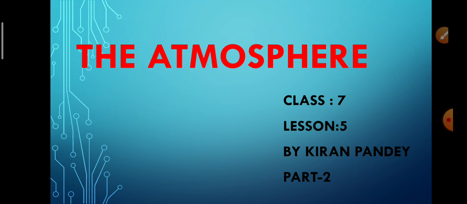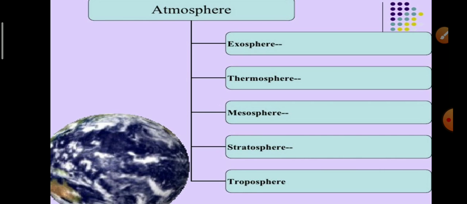We had started chapter 5 from geography, the atmosphere. This is part 2 from the same chapter. In the previous class, we discussed the composition of the atmosphere. The atmosphere is a mixture of gases comprising nitrogen 78%, oxygen 21%, and smaller quantities of other gases like argon, carbon dioxide, helium, hydrogen, and ozone. So in this class, we will discuss the structure of the atmosphere.